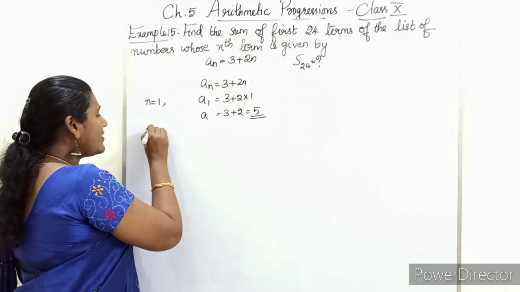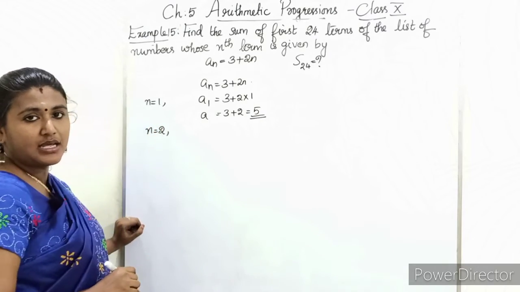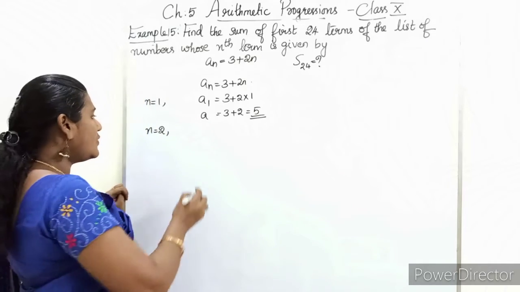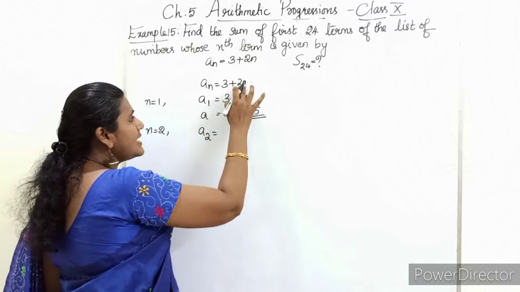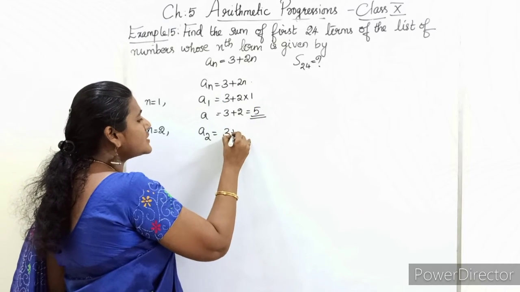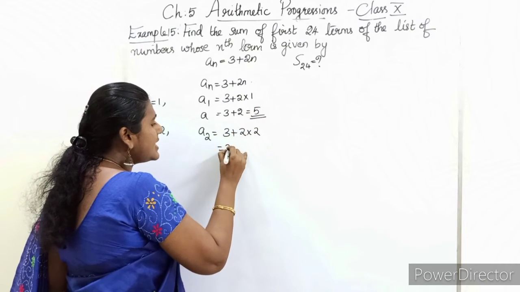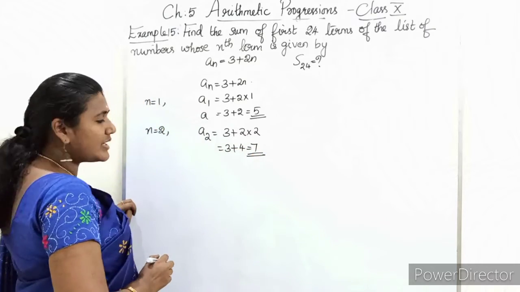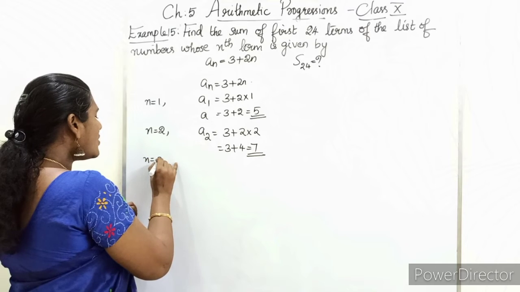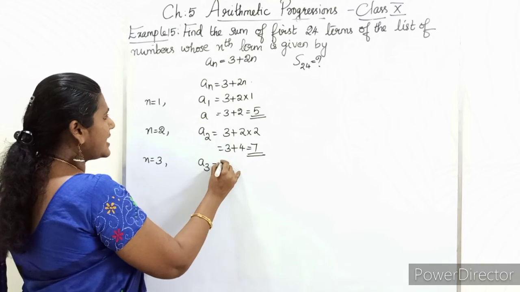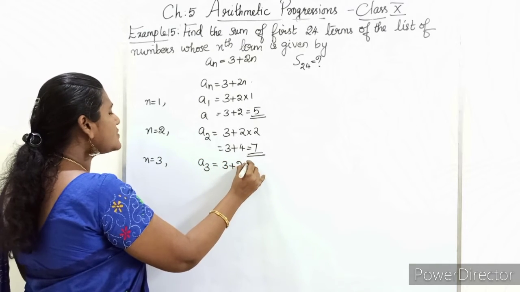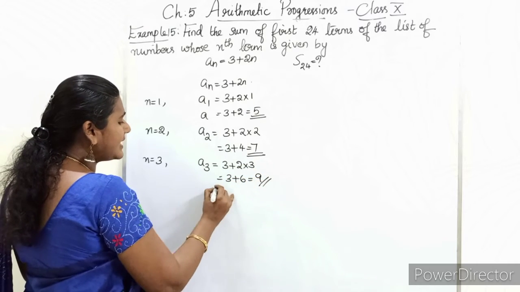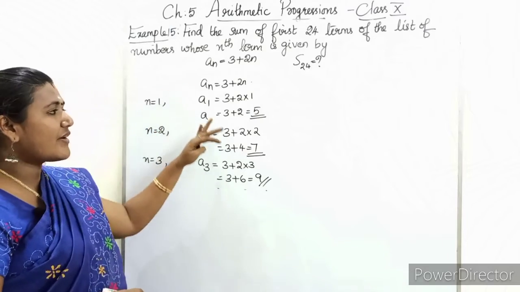Now we have to find the value of D. So the D formula is A2 minus A1. So you need the A2 value. So we will substitute n is equal to 2. So 3 plus 2 into 2, that is 3 plus 4, is equal to 7. So A2 is equal to 7. Now if you substitute n equal to 3, you will get the third term A3, that is 3 plus 2 into 3, that is 3 plus 6, is equal to 9. Like that you can proceed so that you can find the AP.